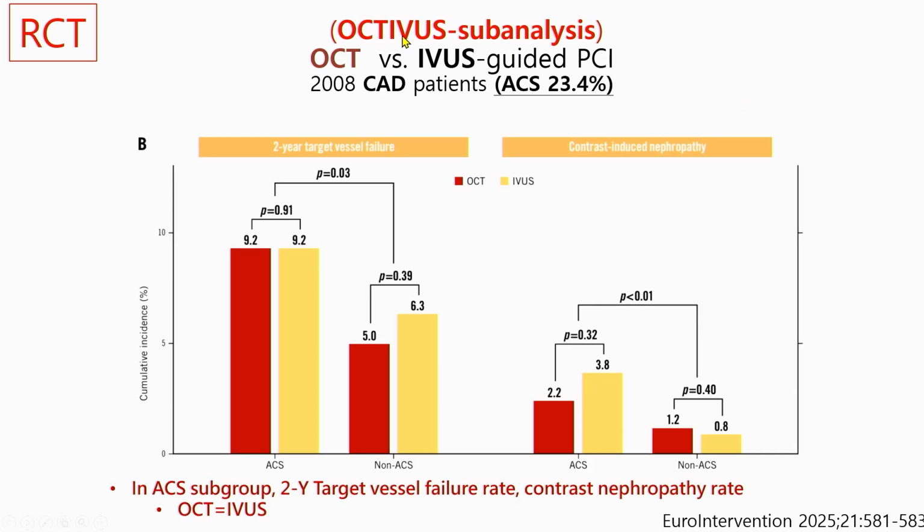And how about the OCTIVUS sub-analysis comparing OCT and IVUS in CAD? ACS about 23%. We can see the 2-year target vessel failure for the OCT guide and the IVUS guide is very similar for ACS patients. Even in non-ACS patients, OCT looks smaller, but actually there's no significant difference for these patients. But for contrast-induced nephropathy, there's no difference in ACS, also in non-ACS.